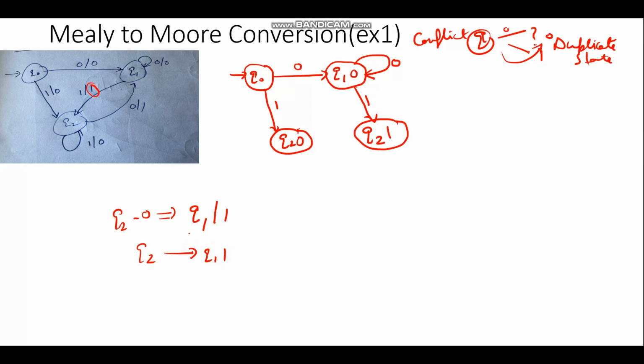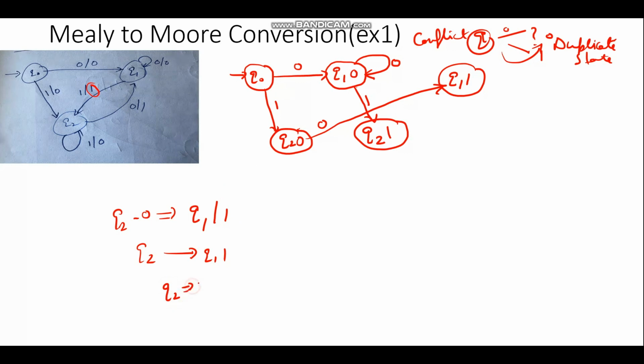Now here we can see with 0 there is no Q1 1 state. So we are having state Q1 0 but we are not having state Q1 1. So what will we do? We will create a state Q1 1 and from Q2 0 we will draw an edge up to this point with input 0. Now we will check the other possibility of Q2 0, that is the next input.